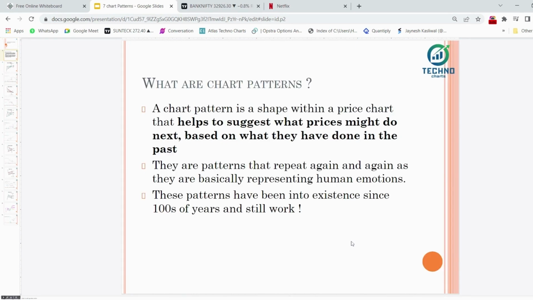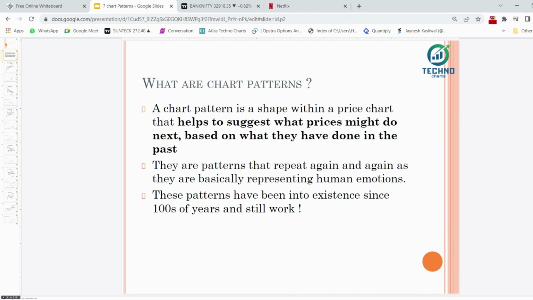Basically, what are chart patterns? A chart pattern is a shape within a price chart that helps to suggest what prices might do next based on what they have done in the past. These patterns repeat again and again as they represent the human emotions present on the charts. They have been in existence for hundreds of years and they still work.